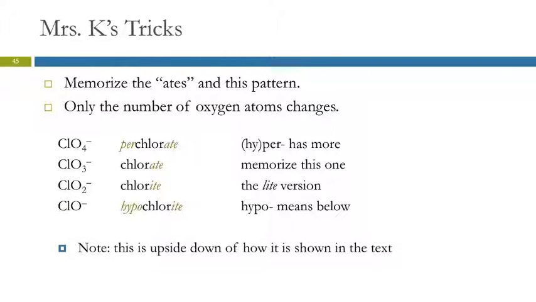Where does a hypodermic needle go? Under your skin. Below your skin, your dermis. Hypodermic means below the skin. So this is one less. Okay? So by memorizing chlorate and the pattern, you can actually do names and formulas for 12 polyatomic ions. That's pretty good, I think.